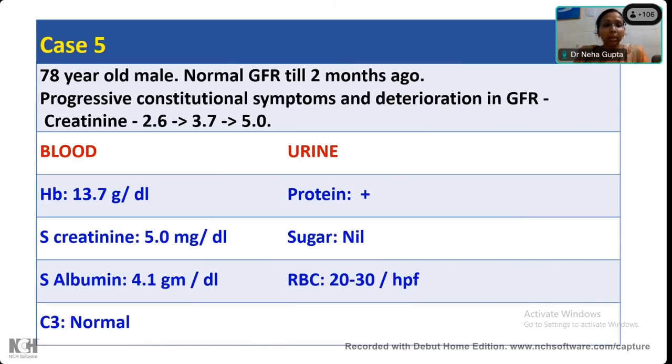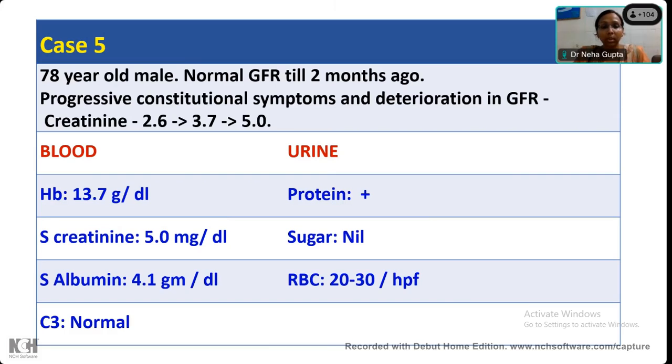78-year-old male, normal GFR till 2 months ago, with progressive constitutional symptoms and deterioration in GFR, the creatinine rising from 2.6 to 3.7 to 5 gradually. The blood investigation shows hemoglobin 13.7 gram per deciliter, that is normal. Serum creatinine is raised, 5 milligram per dl. Serum albumin is in normal range of 4.1 gram per dl. C3 is normal. Urine study showed mild proteinuria. There is no glycosuria, and RBCs were 20 to 30 per high power field.